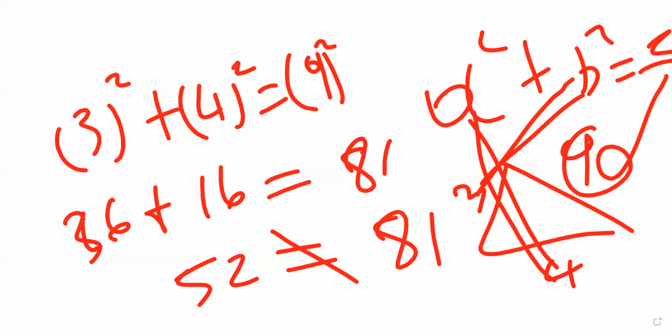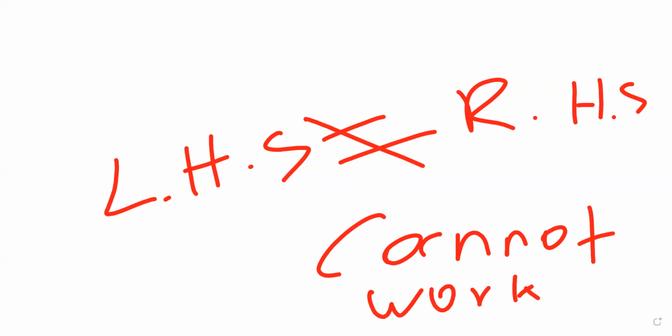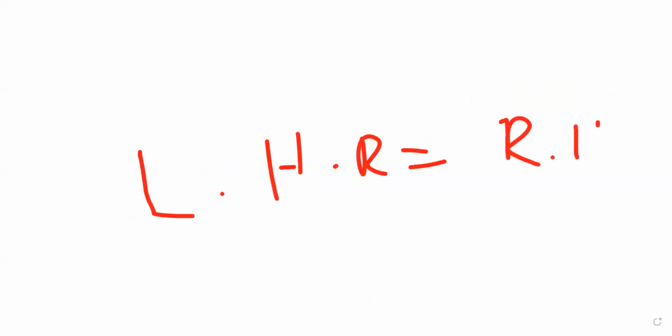If the left-hand side is not equal to the right-hand side, then we say it cannot work. But if after you plug the values into the formula and evaluate it, the left-hand side is equal to the right-hand side, then we say it can work. So there you go. We're just proving if 3 dimensions could be used to form a right triangle by using the Pythagorean theorem. Stay tuned for more.